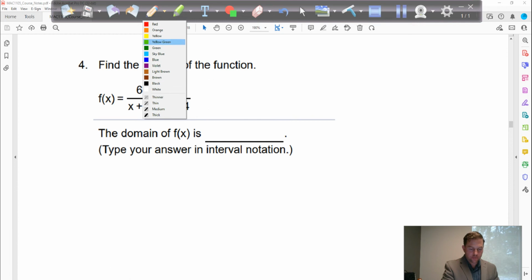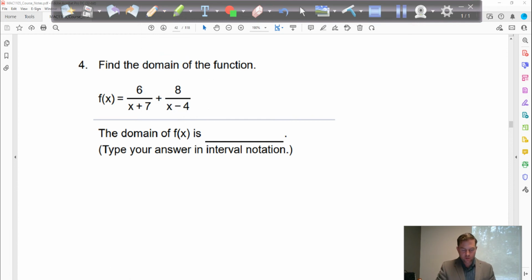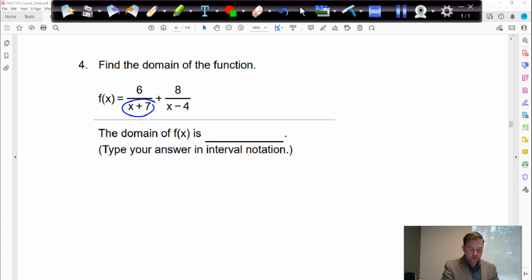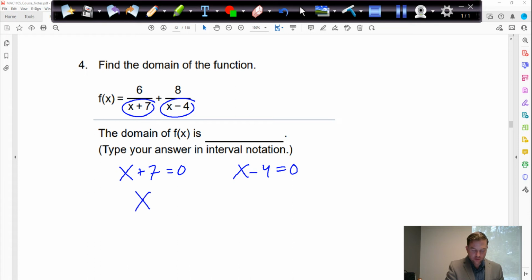Okay, for 4, hopefully it's pretty simple to see that you just have to set this equal to 0 and solve, and set this one. So neither of these fractions can be divided by 0. So just set x plus 7 equal to 0, and set x minus 4 equal to 0, and solve. X should not equal minus 7, and x should not equal positive 4. So those are our 2 restricted numbers.